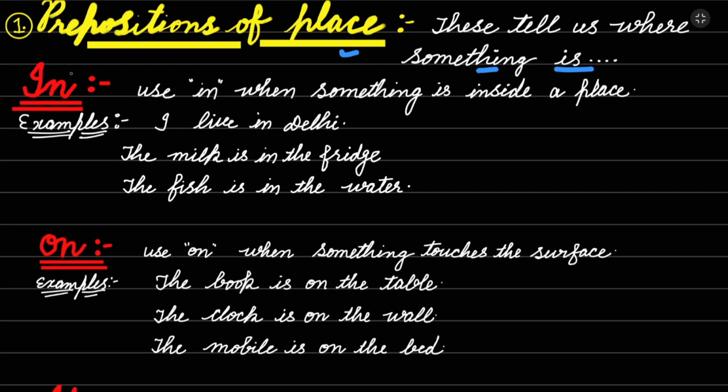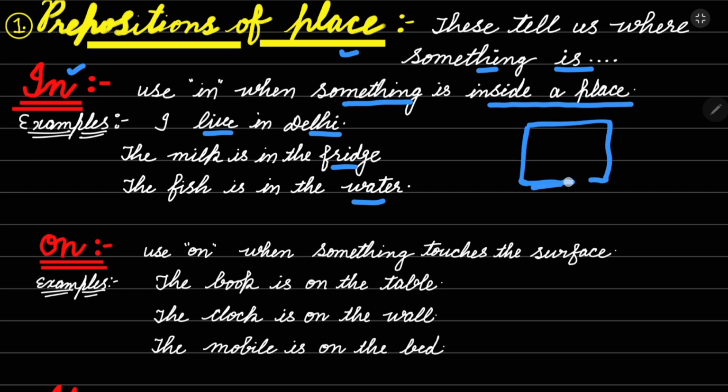So, first is in. In is used when something is inside a place. For example, I live in Delhi. The milk is in the fridge. The fish is in the water. When something is inside a place, then we use in. For example, I have a box and there is a cat. So I will say the cat is in the box.